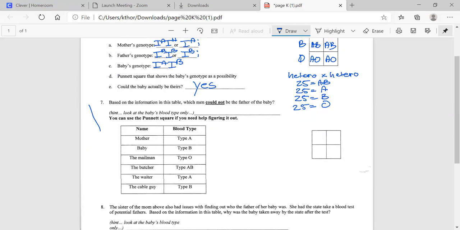Based on the information in this table, which man cannot be the father of the baby? All right, the father. If the father was type O, you couldn't have an AB child. So he cannot be the father, the mailman. The butcher could be the father because he could pass on his B allele and mom could pass on her recessive. So that is possible. The waiter, type A. Nope, he cannot because where would the baby get the B allele from? And the cable guy is B. So yeah, that could work. So the mailman and the waiter cannot be the father.